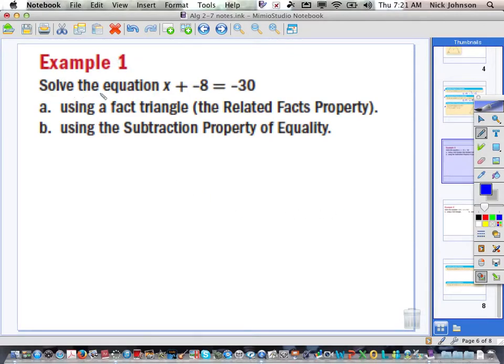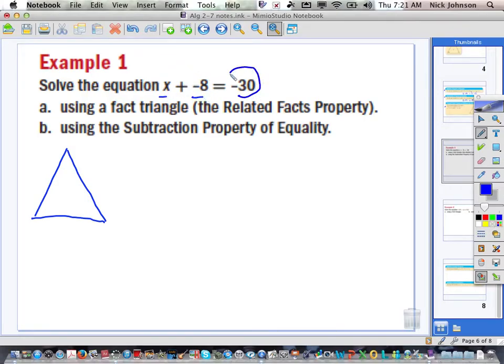Example 1. Solve the equation x plus a negative 8 equals a negative 30, using a fact triangle. So I'm going to draw my triangle. Hopefully I made it big enough. My sum goes on top. So these are my add-ins.